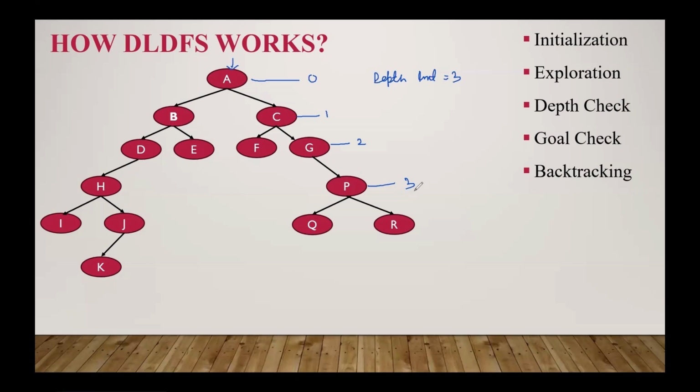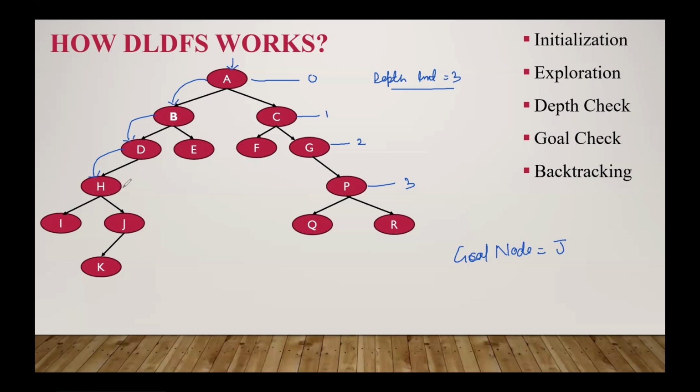Then we have to check whether a node has reached the goal node. For example, my goal node is J. The depth limit is 3. So first, initialization, then the exploration runs. It explores the children. Then it will go to this one. Now again it will go to this one. Yes, H is at depth 3.